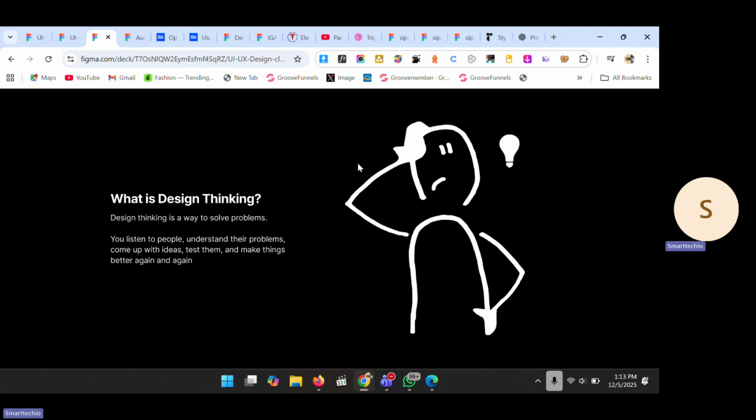If you later find that the problem has still not been solved, then you keep going back to the problem and keep thinking about how it is going to be solved. So that's the design process: a way to solve problems by listening to users and understanding their problems, their pain points. You come up with ideas to solve the problem. Then you test it with your user to make sure whether the problem has been solved or not. So what is the process?